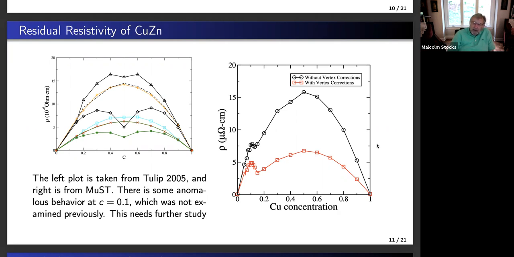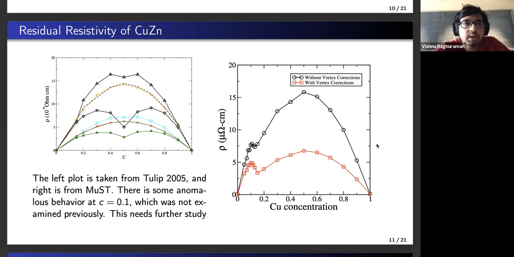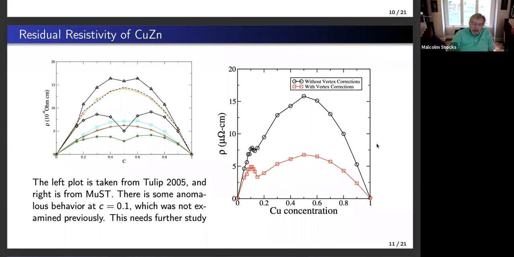But this is the first time I've seen this, and so I'm kind of curious. Yeah, we should. We haven't looked at the spectral functions yet. Yeah, we need to do that. Yeah. It would be nice.